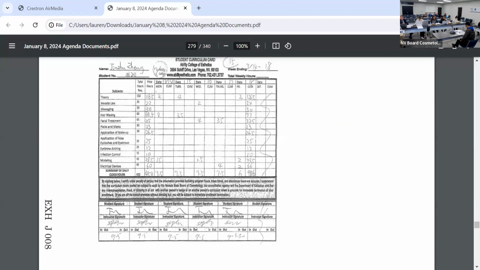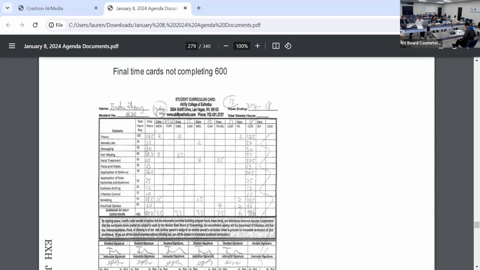We also see time cards not completing, again, 600 hours. Do you have an explanation as to why you did not address that or even notify the board of this issue prior to submission?